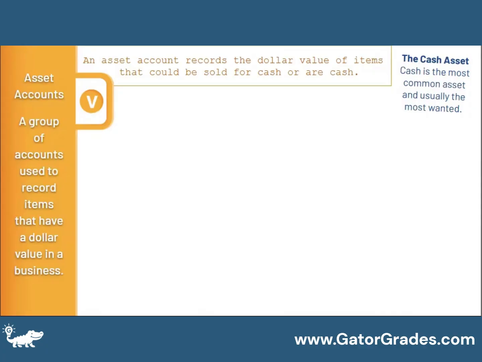Asset accounts are a group of accounts used to record items that have a dollar value. A simplified way to think of an asset is to ask if an item is cash or if it could potentially be sold for cash. Asset accounts record the dollar value of items that can be sold for cash or are cash. The cash asset is the most common and usually one of the most wanted of all business asset types.